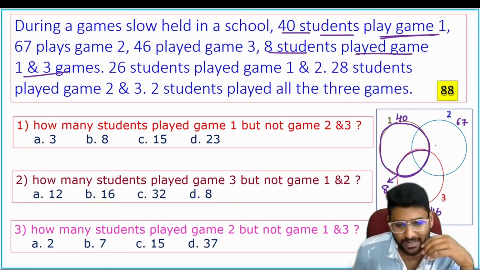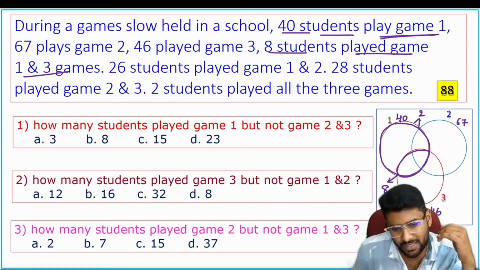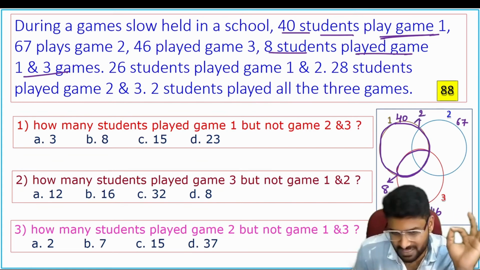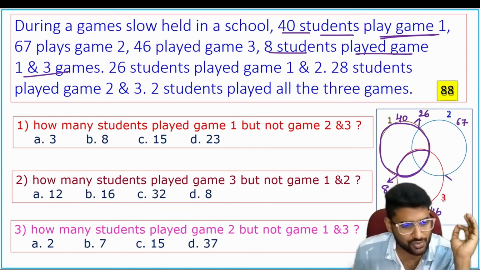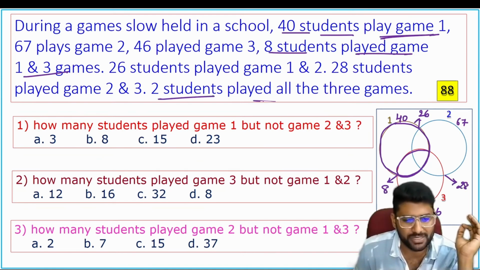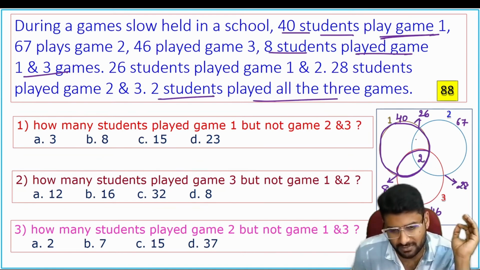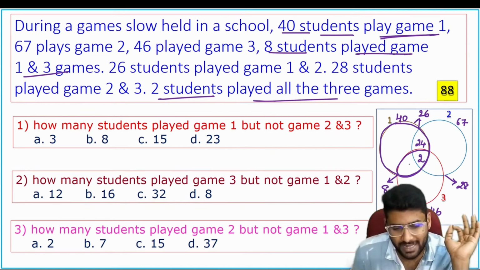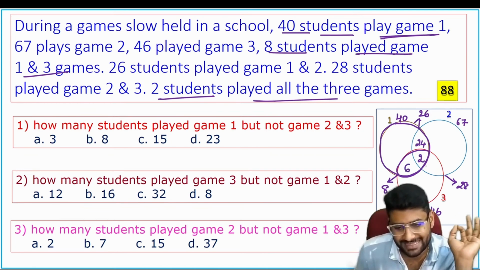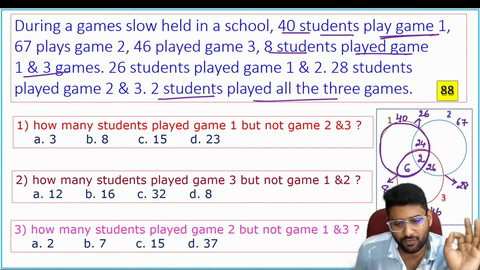Now, 26 played 1 and 2. So there is also one. Only is the information inside. Otherwise, everything is outside. 28 students played 2 and 3. Now see, if 2 students played all the 3 games, if 2 here, now 24 played only 1 and 2, and 6 played only 1 and 3, 26 played only 1 and 2.